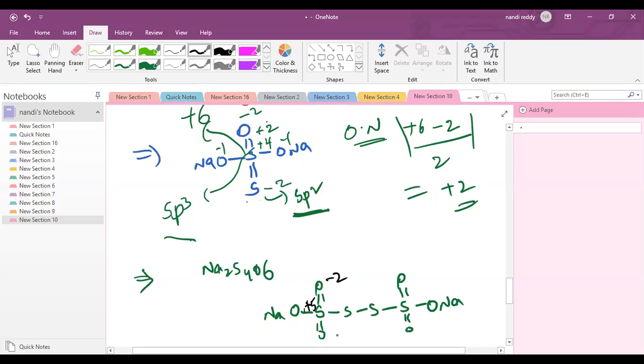Minus 2, minus 2, minus 1. Similarly, the other sulfur has 5 bonds with respect to oxygen, so it can show plus 5. These are the sulfur-sulfur bonds. These are not peroxy bonds. Wherever the same element attaches, no one will take electrons, no one will give electrons. Both are identical. There is no electronegativity difference. So with respect to these, the oxidation state is 0.